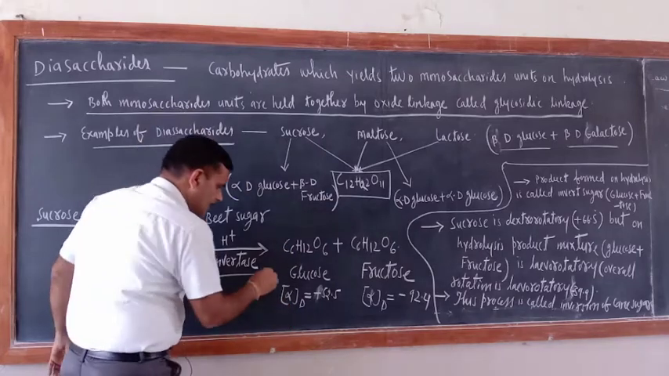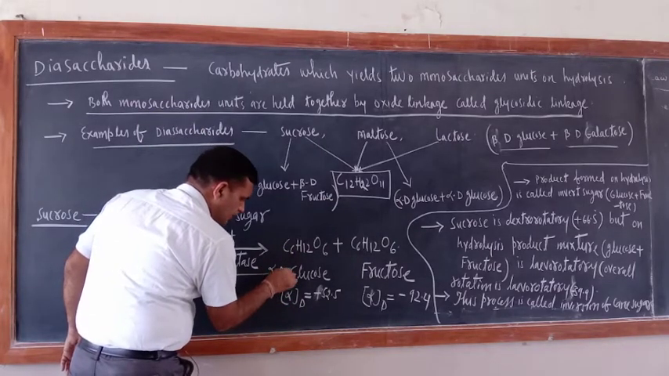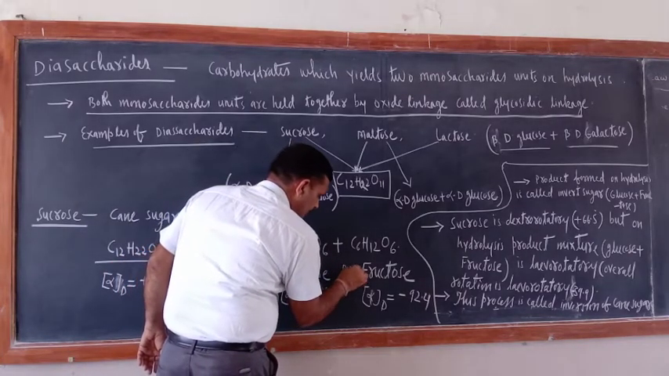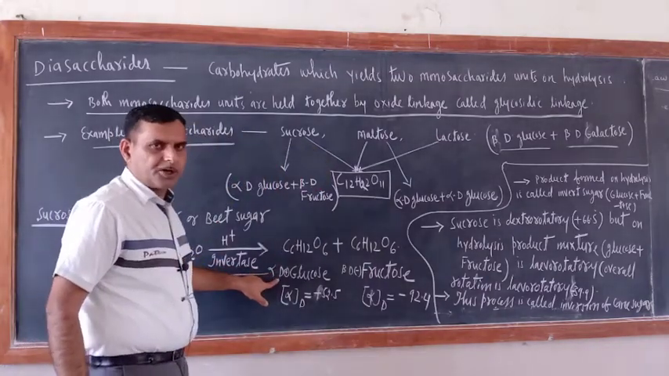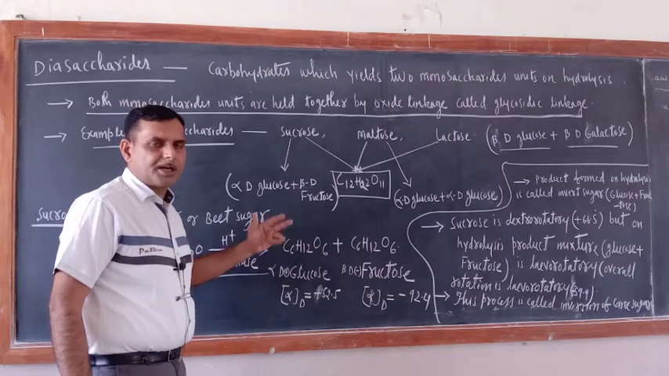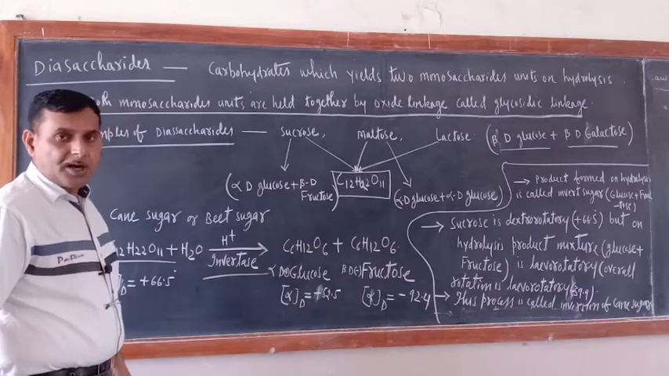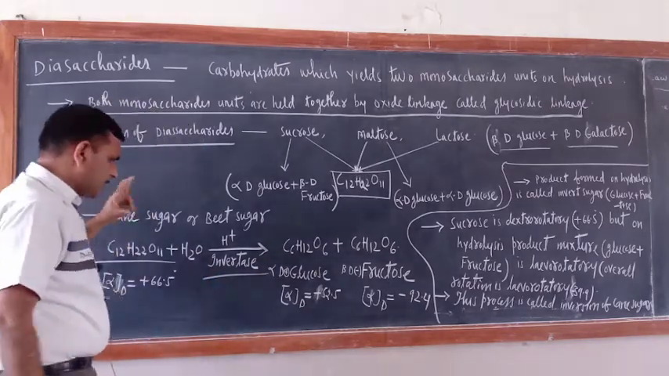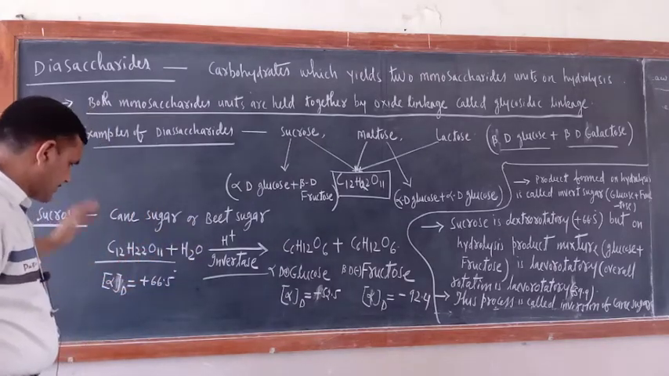Now which glucose? This is alpha D positive glucose. What about this one? This is beta D negative fructose. Here the D refers to the D-glyceraldehyde series, which I already told you, and the positive and negative signs indicate their optical rotation. So you know this one. Just see, there is one fact about the hydrolysis of sucrose. What is that fact? Just see here.